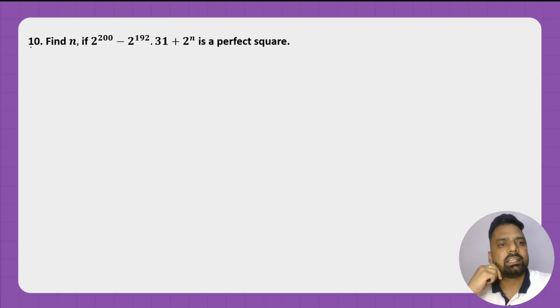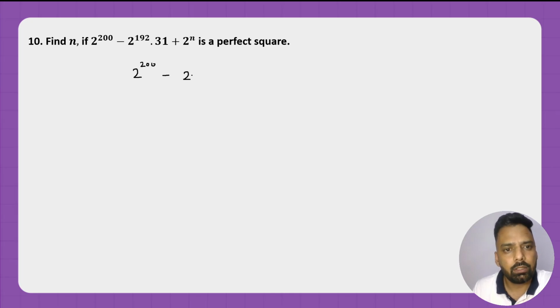Question number 10 is: find n if 2 raised to power 200 minus 2 raised to power 192 into 31 plus 2^n is a perfect square. Okay, तो जो नंबर है हमारे पास 2 to the power 200 minus 2 to the power 192 into 31, right, plus 2 to the power n.